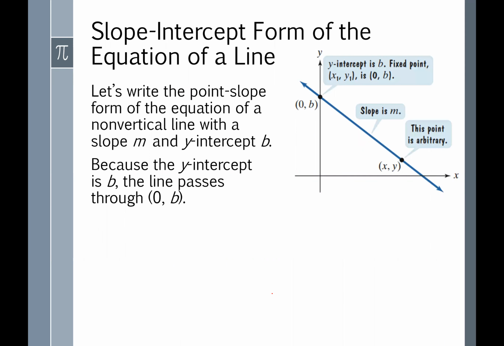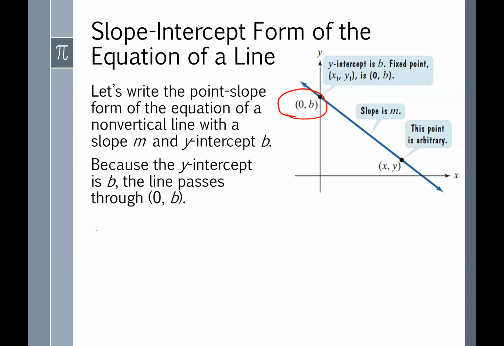Now we're going to get slope intercept form. Okay, so now I have a line, and we know that it goes through the y-axis, so it has a y-intercept. And the y-intercept we call b. So this line goes through the point (0, b). If it's on the y-axis, its x-coordinate is 0. And it also goes through some arbitrary point (x, y), and its slope is m. So I can use the point slope form of the line to find the equation for this line.